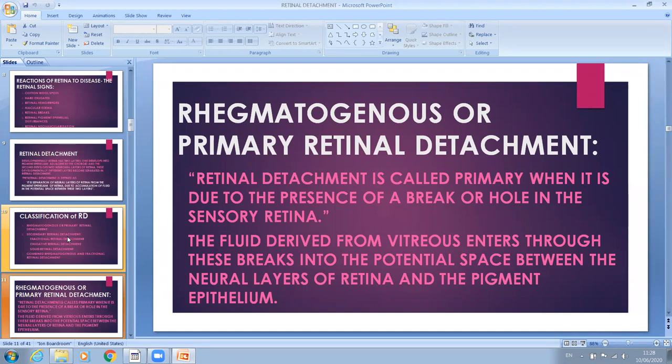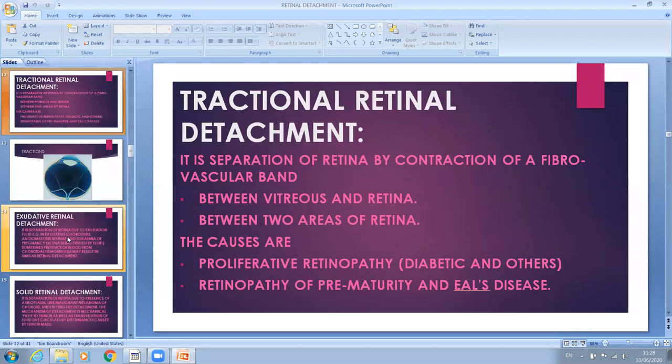This slide has already been explained: the retinal detachment, the primary, and the fluid which is derived from the vitreous. And then there's a tractional detachment, either between the vitreous and retina, and the causes are proliferative retinopathy, retinopathy of prematurity and Eales disease. Retinopathy of prematurity and Eales disease are very common, but less than diabetic retinopathy.